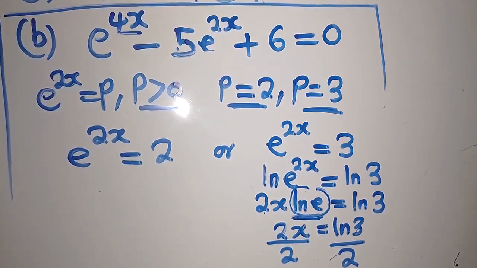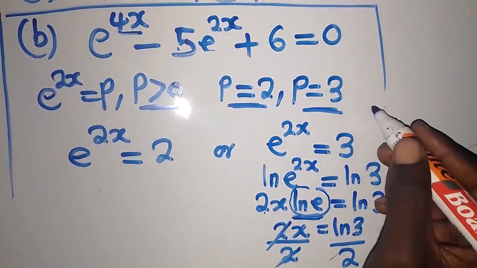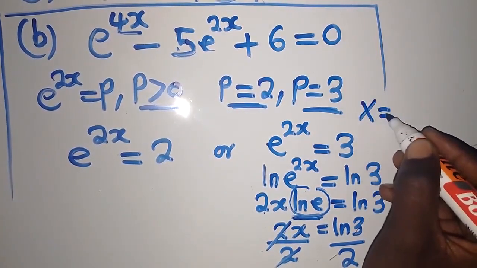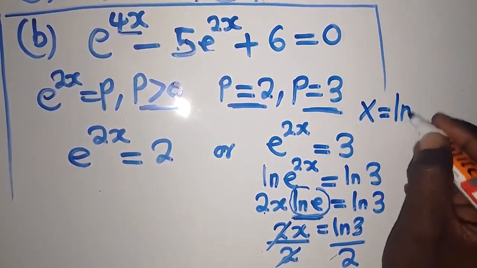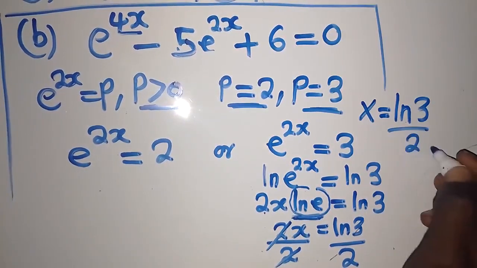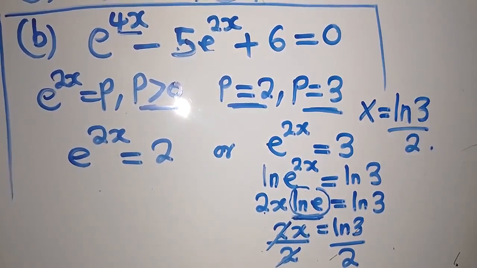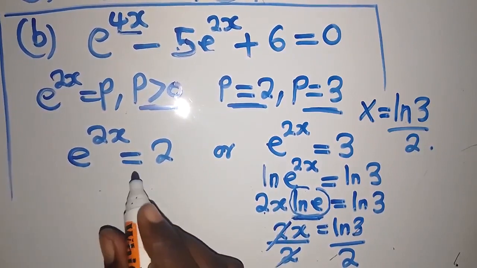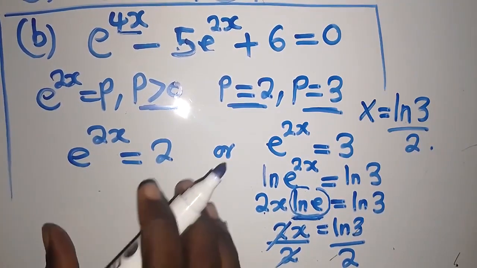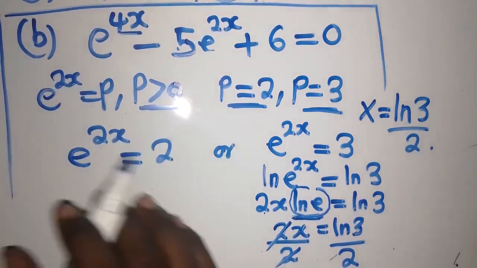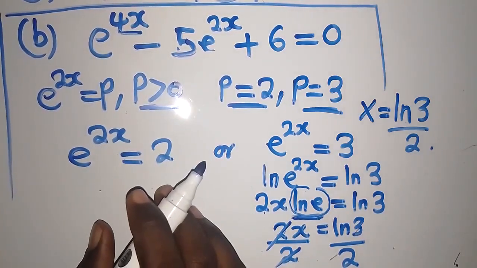This is very simple. I believe we are able to do this. So from here now, this cancelled, which means x will be equal to ln 3 over 2. This is your answer. We move to this one. So try to answer this one. Pause the video a bit, then see how you are going to answer this one.